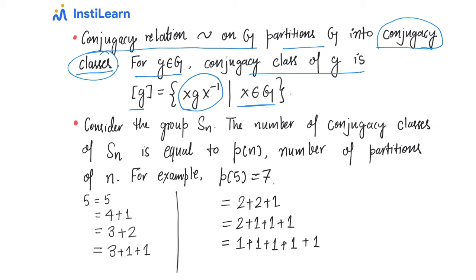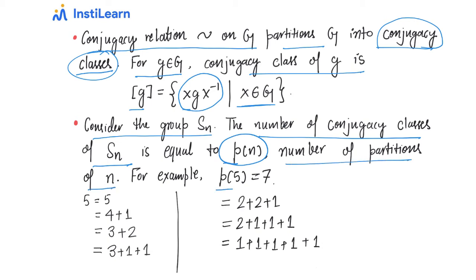But in this video we'll focus on the symmetric group Sn, and we want to know what the conjugacy classes are, how many there are, how the elements in each conjugacy class look, and how we can find the sizes of different conjugacy classes. So let's discuss the first thing. The number of conjugacy classes of the symmetric group Sn is equal to p of n, which is basically the number of partitions of n.